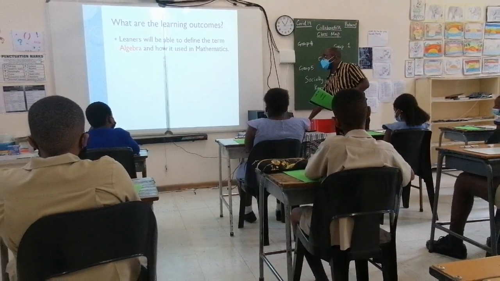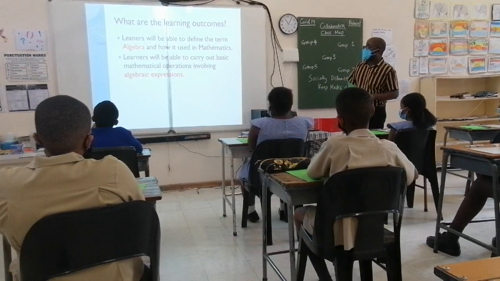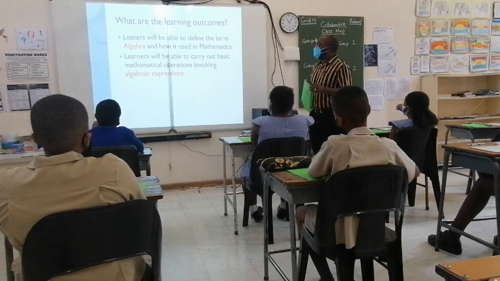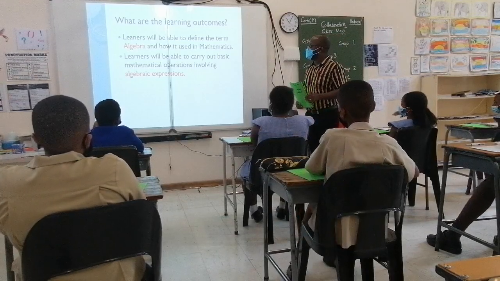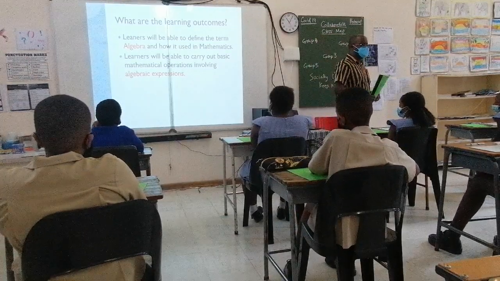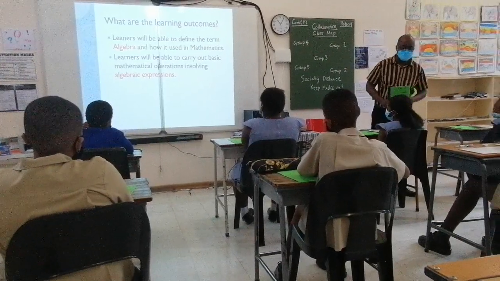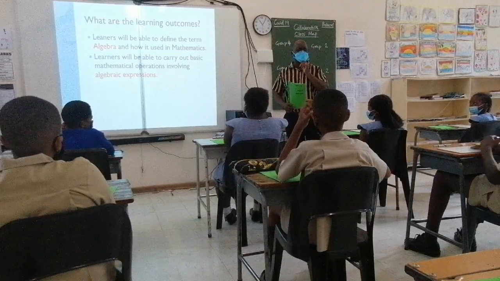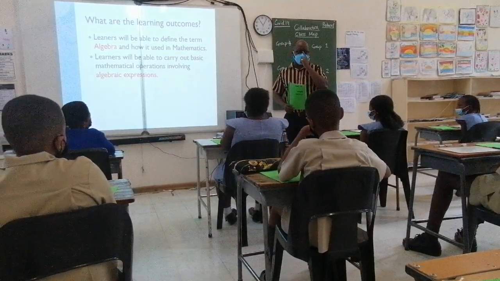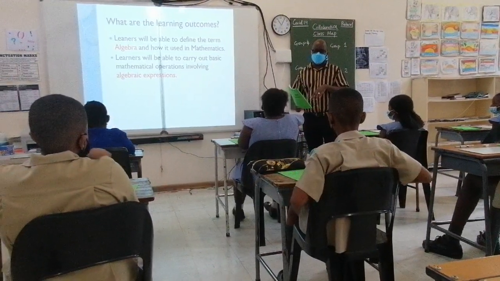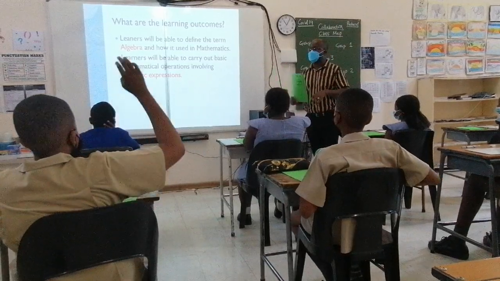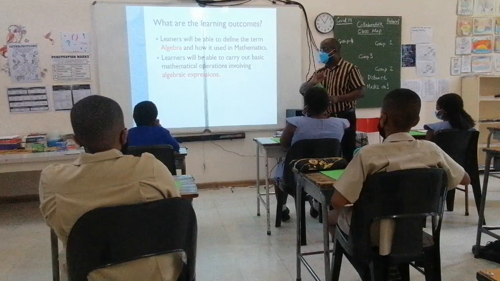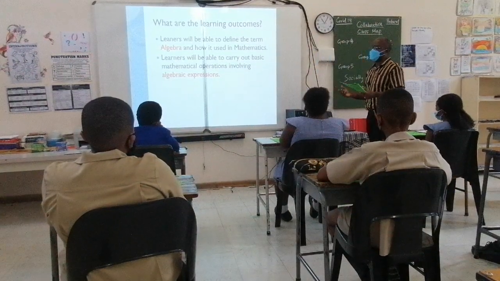Well done. Let's look at the second learning outcome. Let's read it together. Learners will be able to carry out basic mathematical operations involving algebraic expressions. Oh, that's a bit more complicated. What on earth does that mean? What are we going to be able to do after we've learned about algebra? Anybody want to try? We can do calculations on algebra. Good. I like the word calculations. We'll be able to carry out basic calculations.